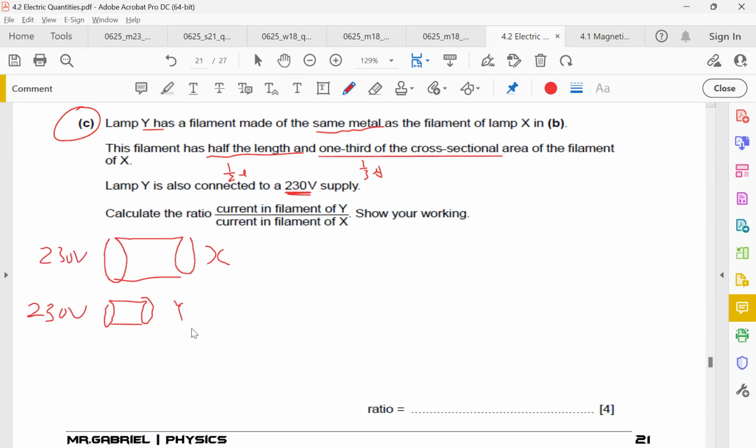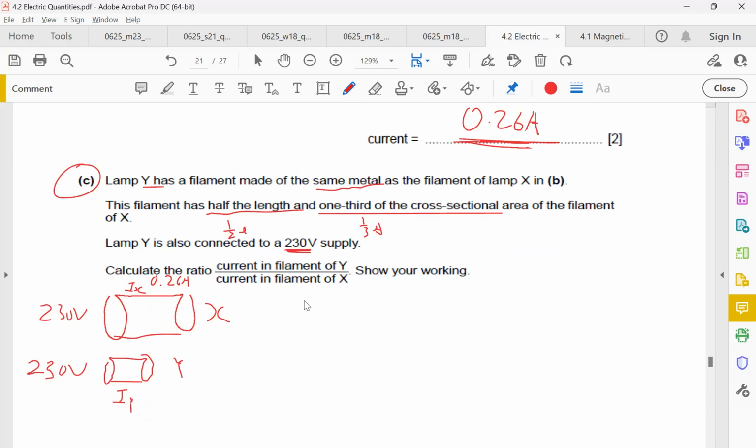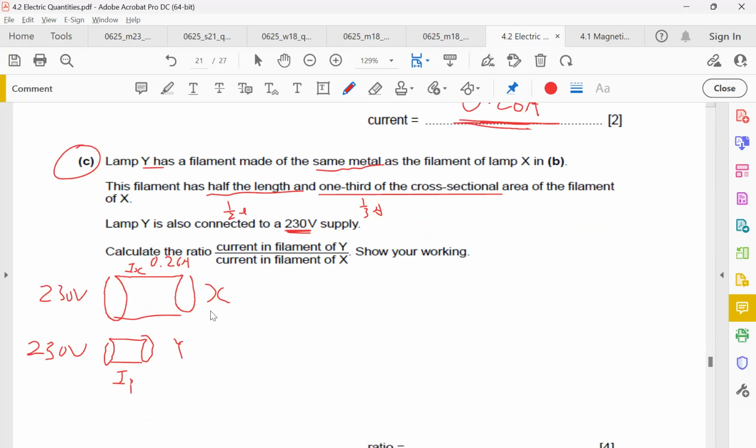And they ask you to find the current of Y over the current of X. First and foremost, we found the current of X, which was 0.26 amperes. Hey, pay attention, you need to look at it step by step. You will get lost here. Then from here, with this and this, with voltage and current, what else can I find?